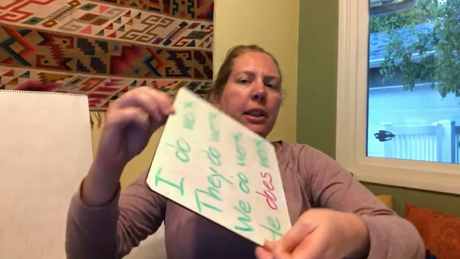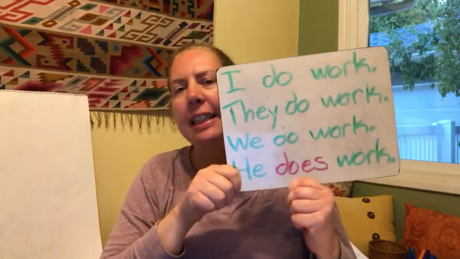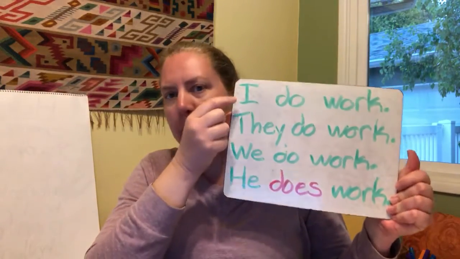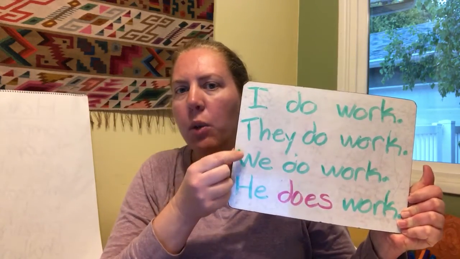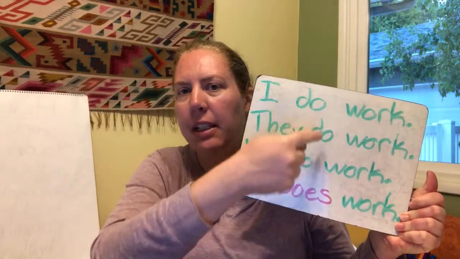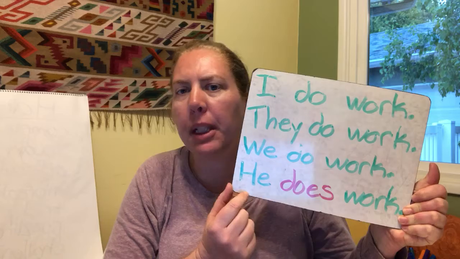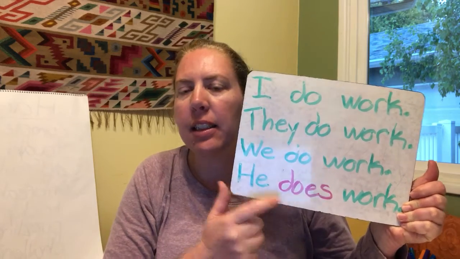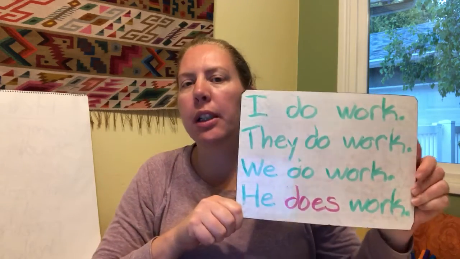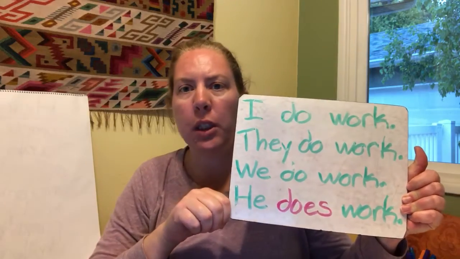Some other irregular verbs are the words do, does, and did. They all mean the same thing, right? Like you do something, but we use them differently. So you'll notice the same kind of pattern as with have, has, and had. If I'm talking about I, or they, or we, we use the same thing, do. But if I'm talking about one person that's not me, I say does. So I do work. They do work, right?